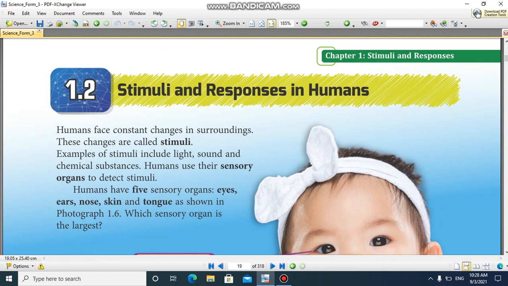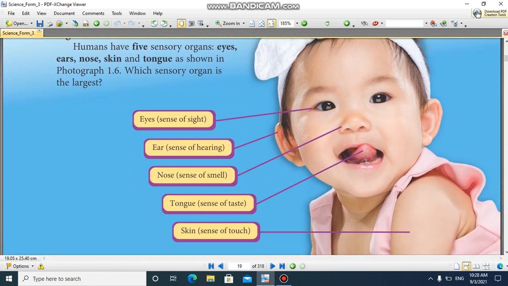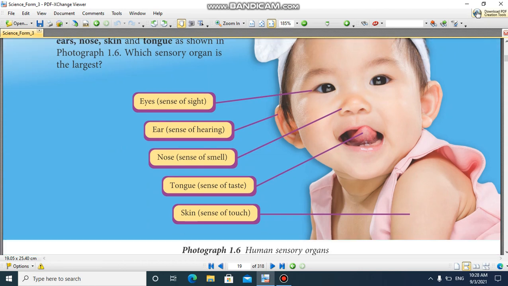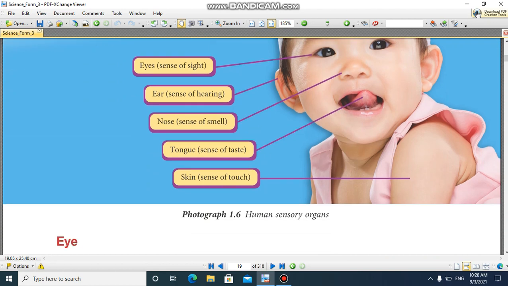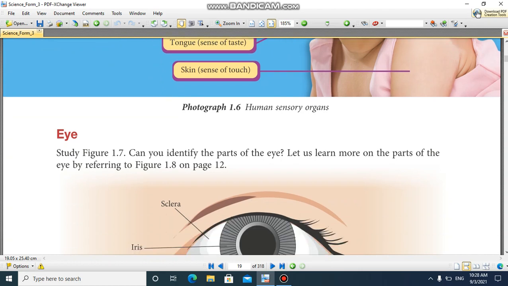Humans have five sensory organs: eyes, ears, nose, skin, and tongue, as shown in photograph 1.6. Which sensory organ is the largest? Do you know? Yes, skin. Eyes are for the sense of sight, ears for the sense of hearing, nose for the sense of smell, tongue for the sense of taste, skin for the sense of touch. For the eye, study figure 1.7.